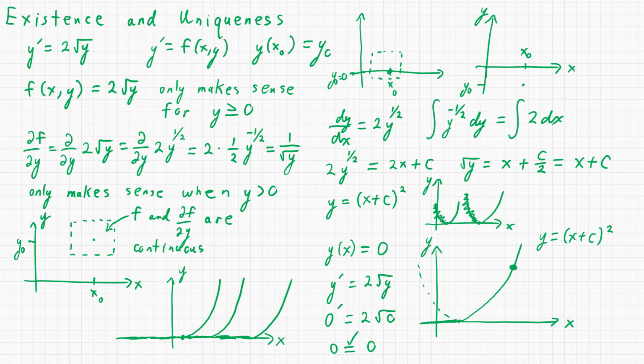And this is also why this is a very classical example for existence and uniqueness theorems. Even though it's a very simple looking ordinary differential equation, y prime equals 2 times the square root of y, it has this very, very interesting behavior. So we're going to see some more interesting behavior in some of the other examples.